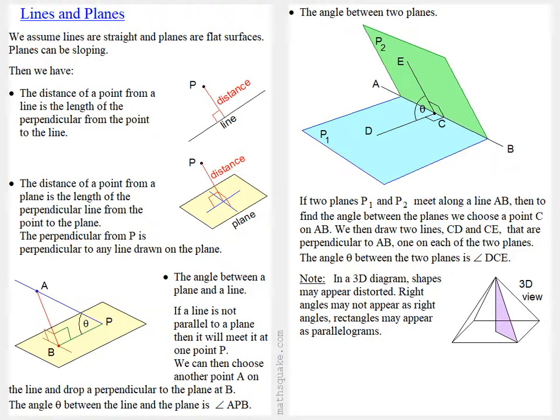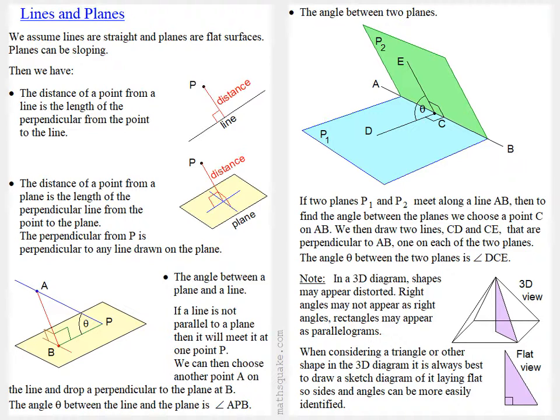Now, if we have a problem in 3D, we may be given a 3D diagram. This is drawn with a perspective so that you can see all three dimensions at once. However, right angles may not appear as right angles. Rectangles may not appear as rectangles. They may appear as parallelograms. So, when considering a triangle or other shape in the 3D diagram, it's always best to sketch a diagram of it laying flat, so sides and angles can be more easily identified.